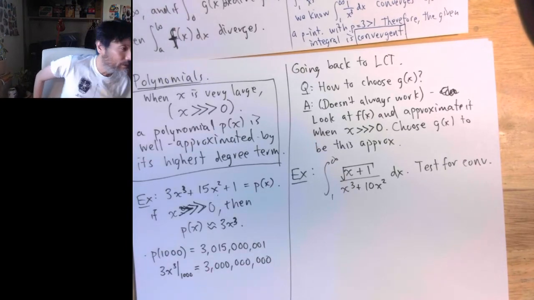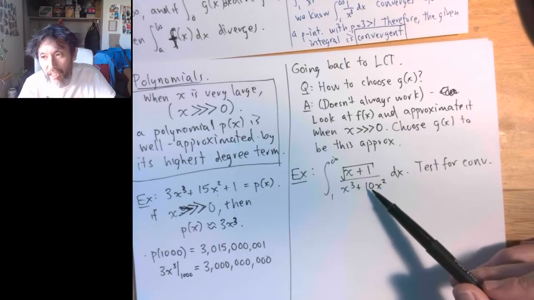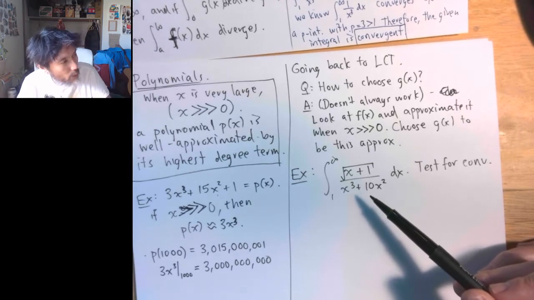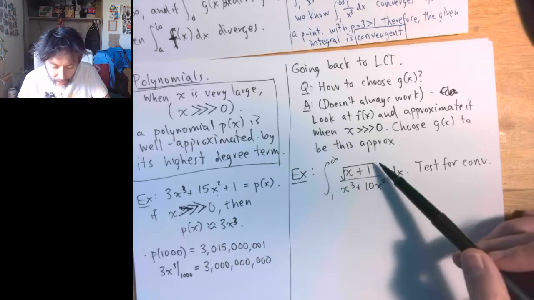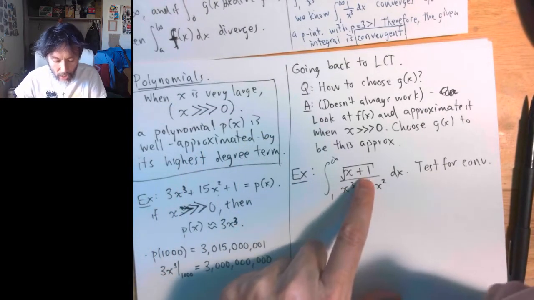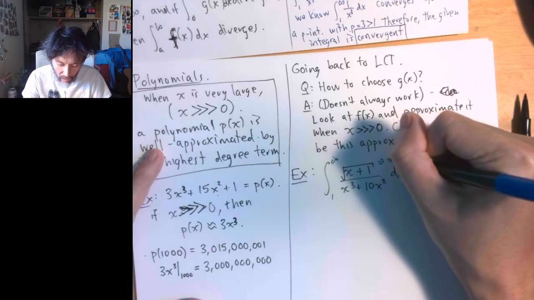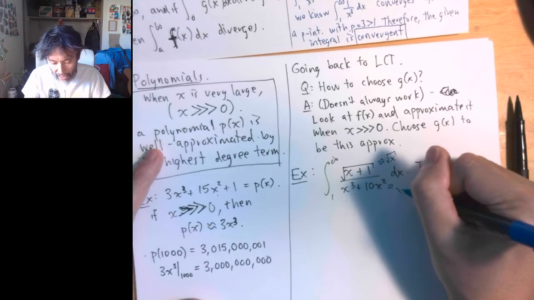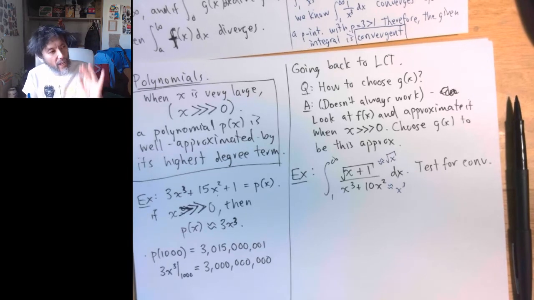Now what I can tell you, and what you'll eventually get to as well, is that I can tell you 100% this thing is convergent. And the reason I know that is because the numerator here, by this principle over here, the x plus 1 under the square root is going to be well approximated by square root of x, whereas the denominator here is going to be well approximated by x cubed. Again, this is for when x is very, very large.